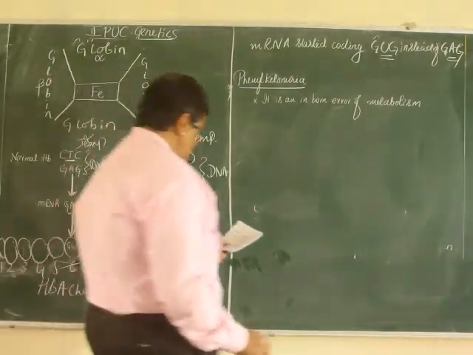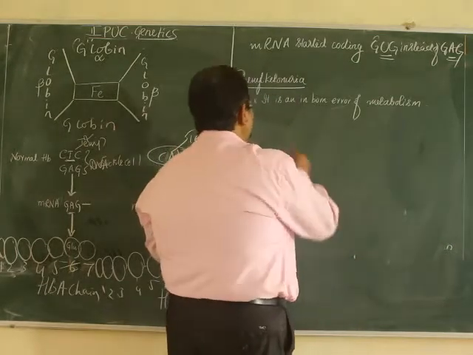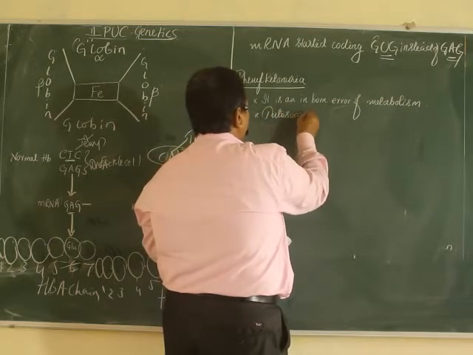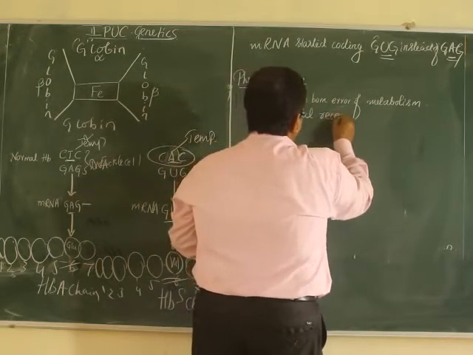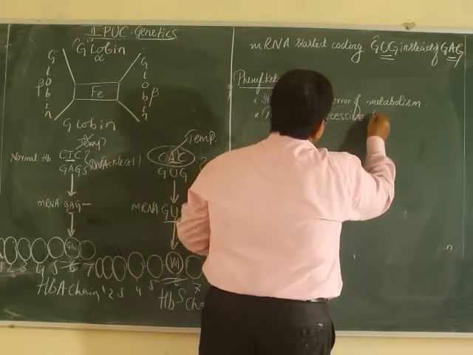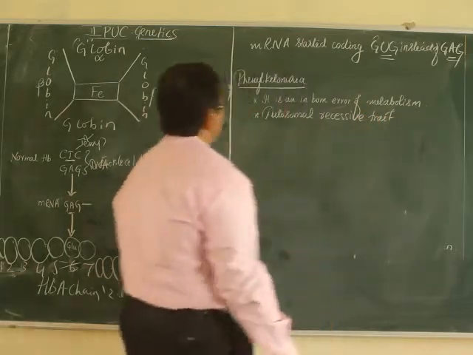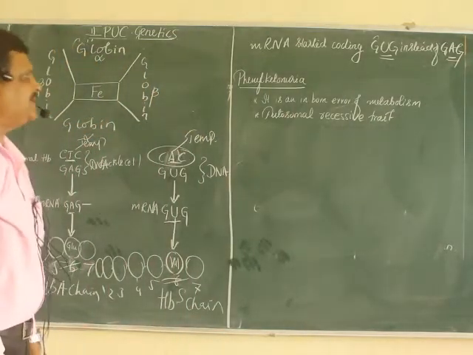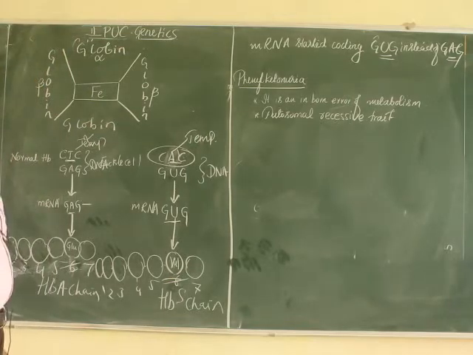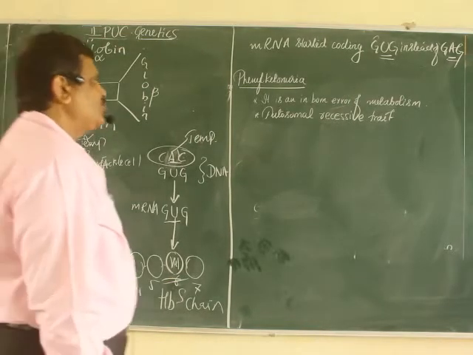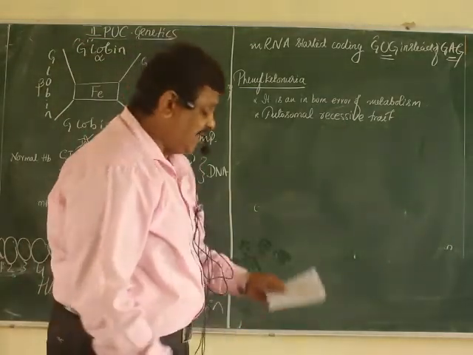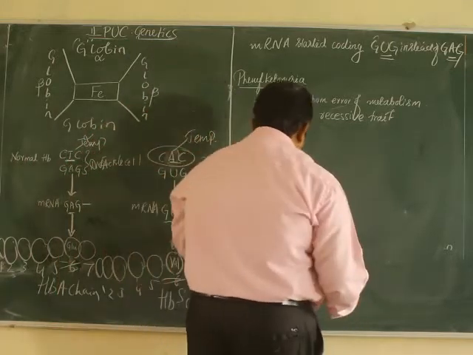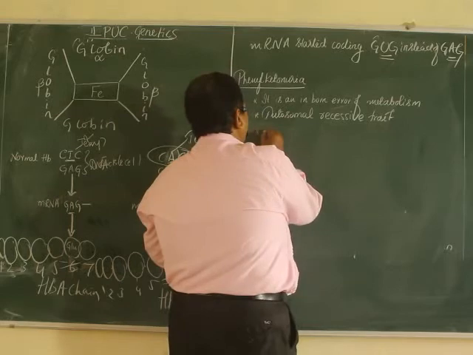Then what happens? It is caused due to an autosomal recessive trait. Phenylketonuria is an inborn error in metabolism, caused due to an autosomal recessive character. By birth itself it occurs. And it is due to mutation in the gene that codes for an enzyme.